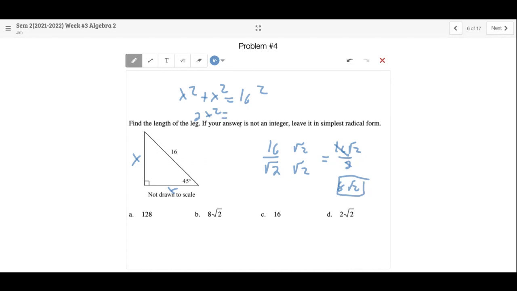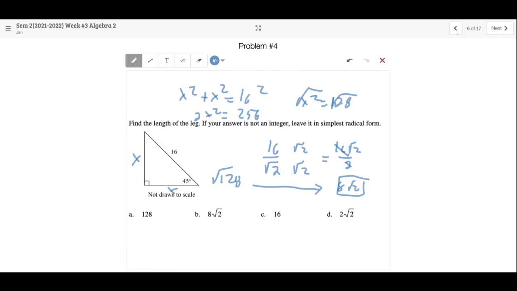I could add that together. That gives me 2x squared is equal to, what is 16 squared? 16 squared would be 256. Okay, I could divide through by 2. So that would give me 128. So I'd end up with x squared is equal to 128. Then I could take the square root of both sides. Well, guess what? If you reduce the square root of 128 down, you're going to get 8 square root of 2. So you could have done it that way.